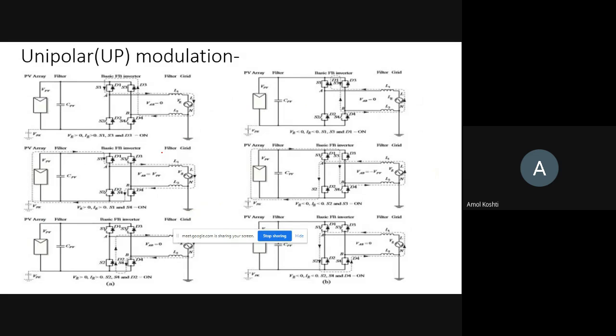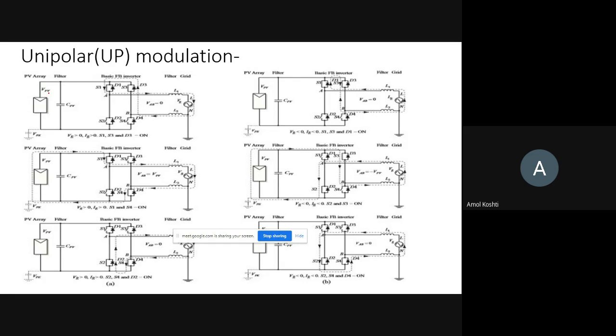Then second is the unipolar modulation, or UP modulation. Here if you observe, it is slightly different. Initially the PV system is there, then the PV capacitor. Here the pulse is given, but the direction of current shown is different. So here you might have a question.